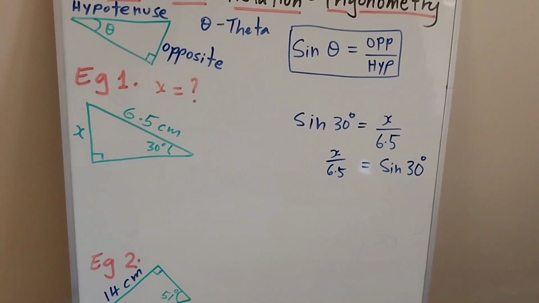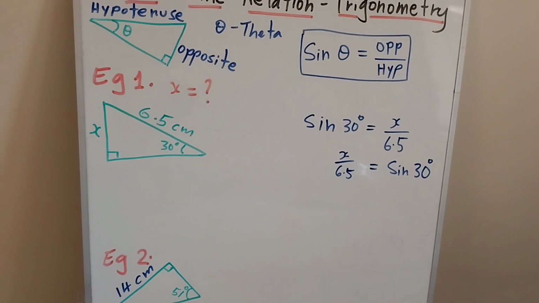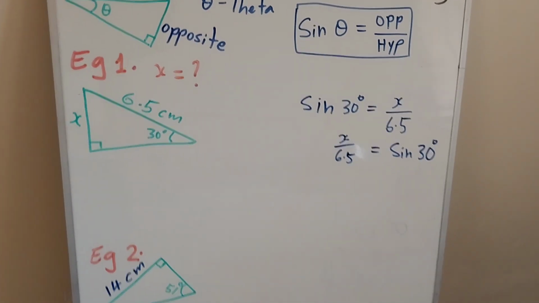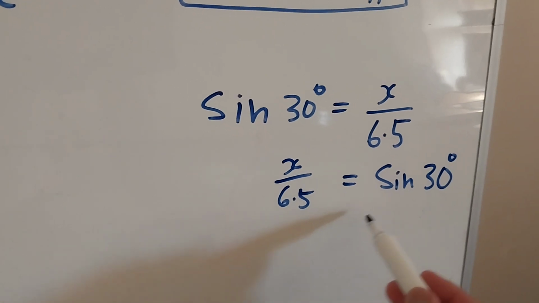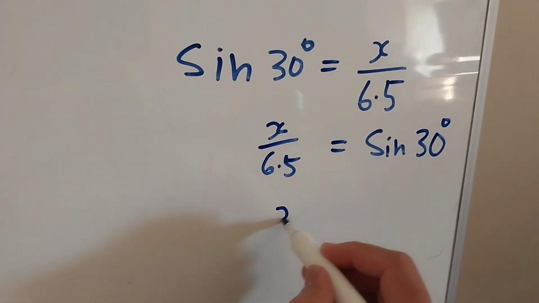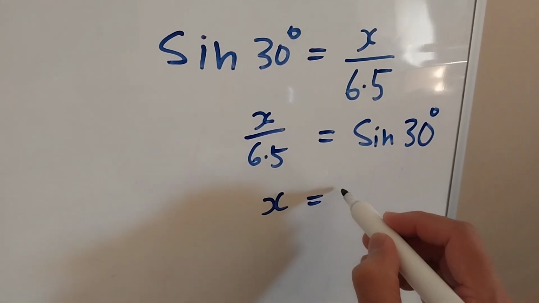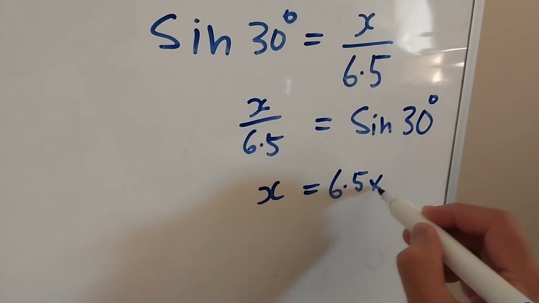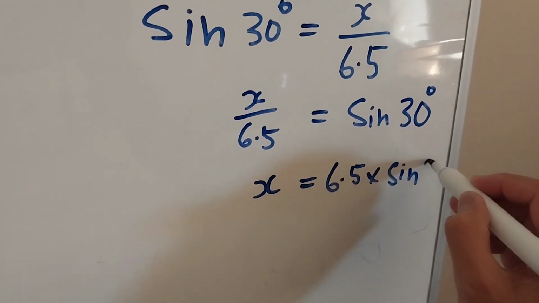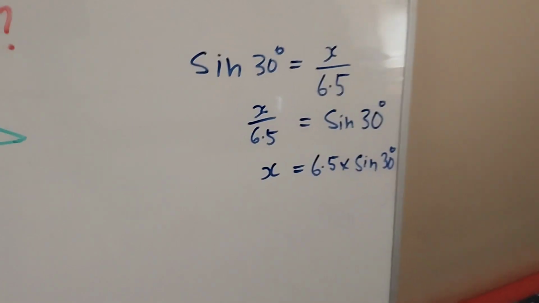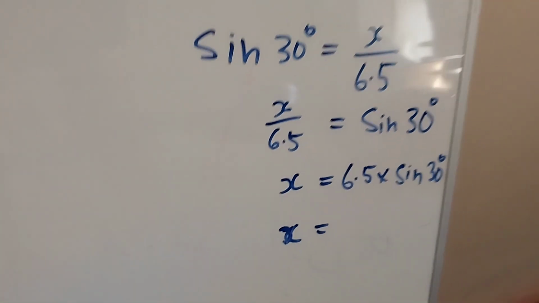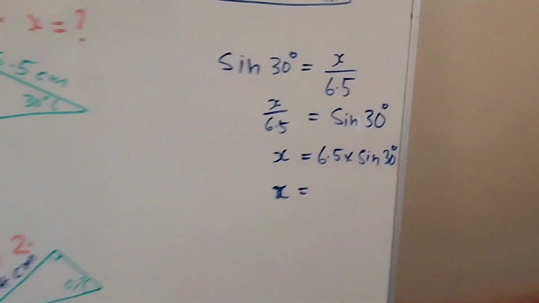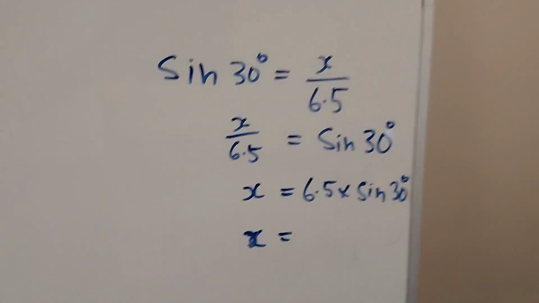So later on we'll be using a scientific calculator to be able to solve. Here we can see the 6.5 is dividing on this side. When it goes to the other side, it will multiply. So x will be equal to 6.5 multiplied by the sine of 30 degrees. So the value of x here in this triangle will be equal to 6.5 times sine of 30 degrees.